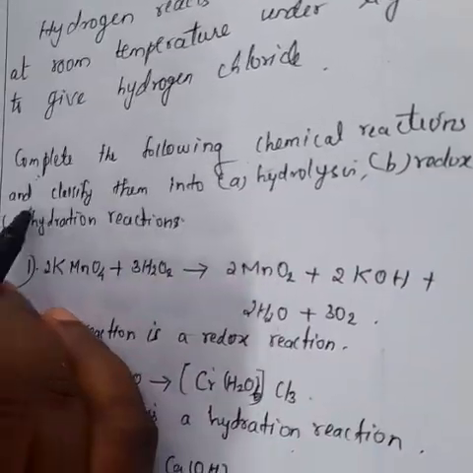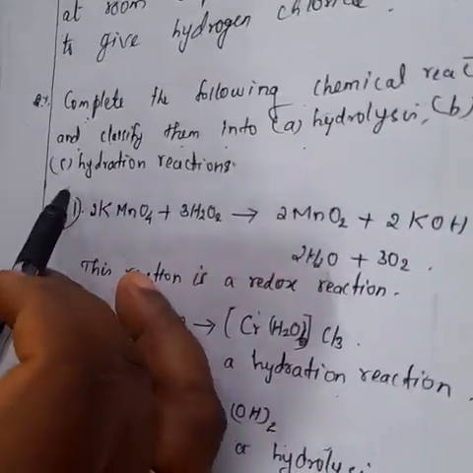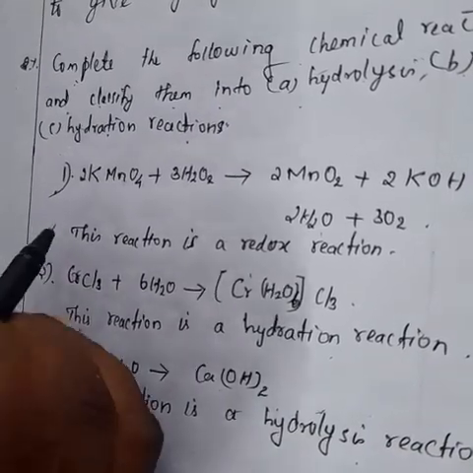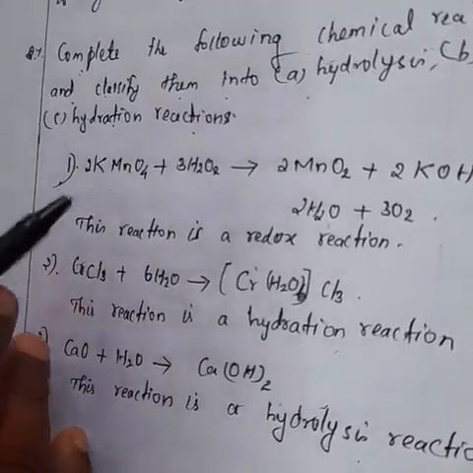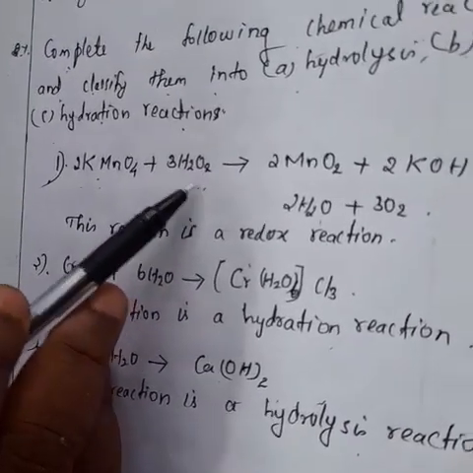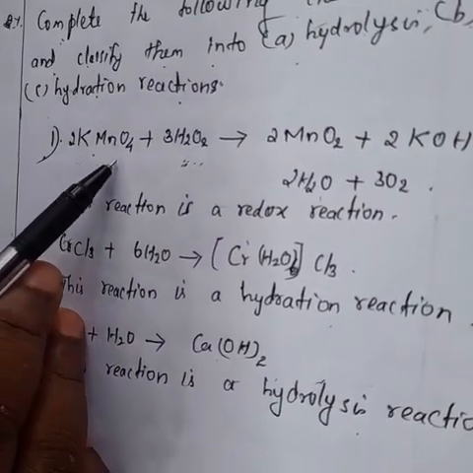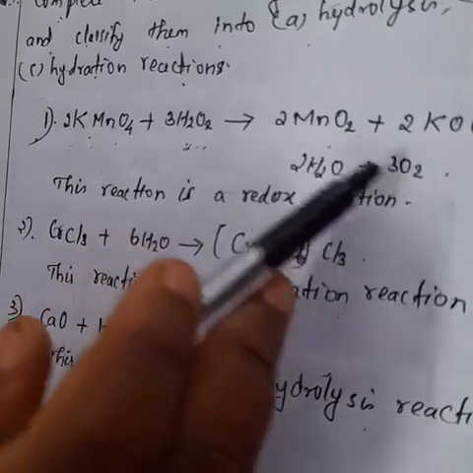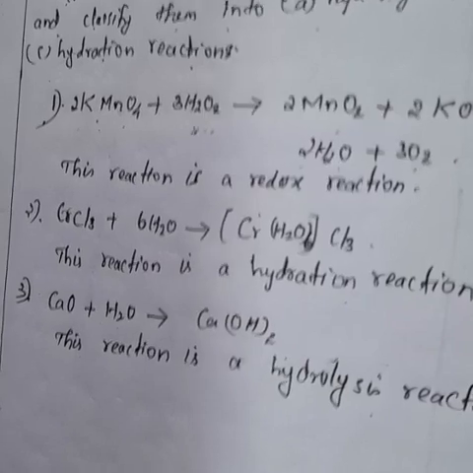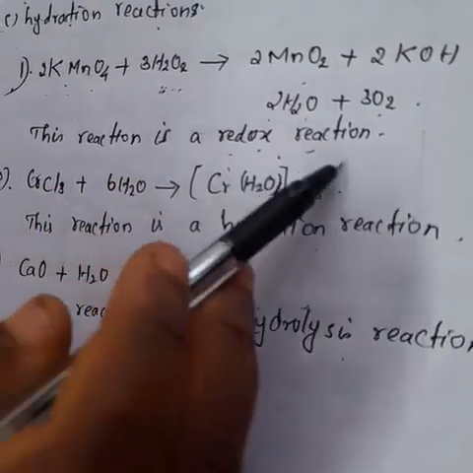Complete the following chemical reactions and classify them into A, hydrolysis, B, redox, and C, hydration reaction. Equation number 1, KMnO4 plus H2O2. You know H2O2 is both a strong reducing and oxidizing agent. So H2O2 is oxidized and KMnO4 is reduced to MnO2 and O2, and KOH and water. Okay, so this is a redox reaction, and oxidation takes place here. So this reaction is the redox reaction.